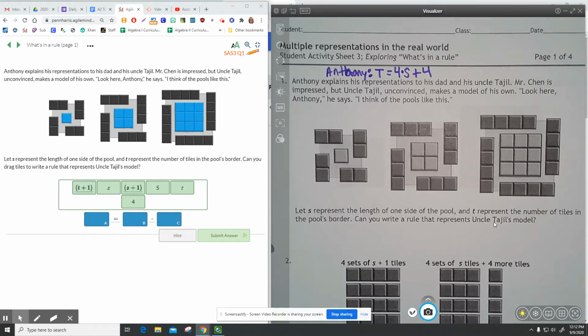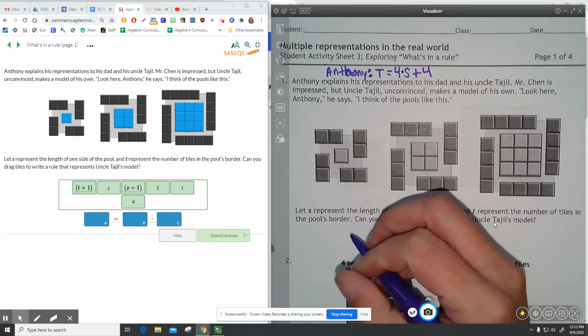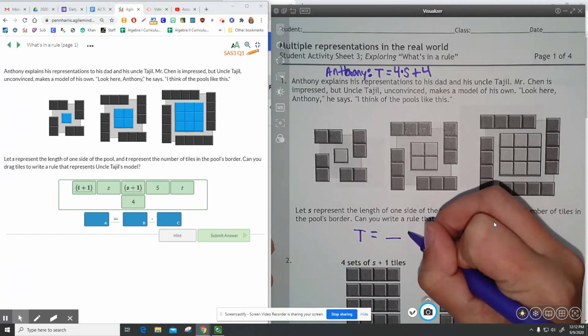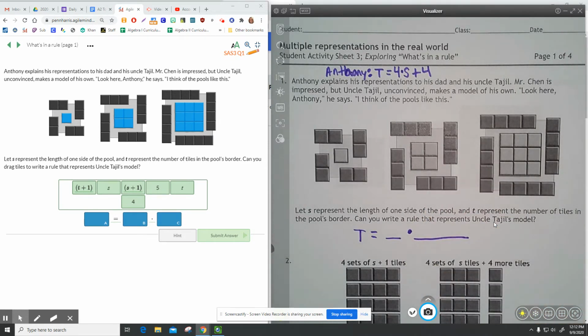Okay. So we know when it comes down to it that T is going to equal something times something. But we don't know what all that something is going to be. So remember, S is the length of the side. So let's look here. Can we tell the length of the side here? Yeah, it's 1. And what exactly is he multiplying that by? Can we really tell? No? Okay, so I'm going to go look at this one.